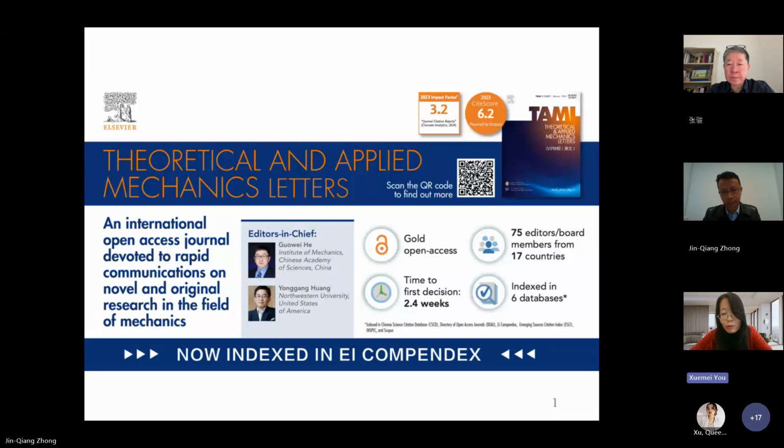TAML is led by Editors-in-Chief Professor Guowei He and Professor Yonggang Huang. Our dedicated team consists of 75 editors and board members from 17 countries, all affiliated with prestigious universities and research institutions. This diverse expertise ensures that TAML maintains the highest standards of academic excellence and integrity. We are committed to providing exceptional support to our reviewers, authors, and broader community, guiding you through every step of the publication process with our extensive expertise. We warmly invite you to consider submitting your research to TAML and join our growing community of contributors.